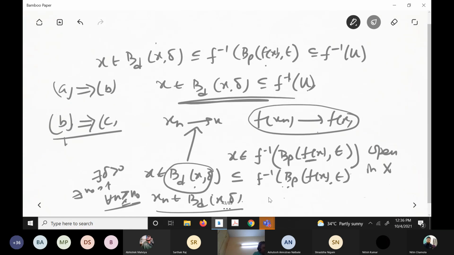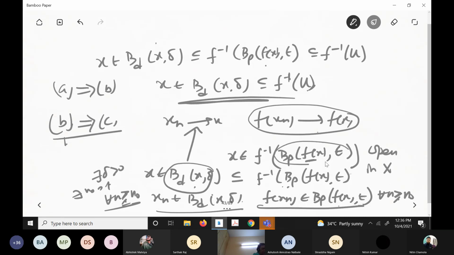If xn belongs here, then by the definition of preimage, f(xn) belongs to B_rho(f(x), epsilon). But that is true for all n greater than or equal to n naught. That is exactly what we needed to show, that it contains a tail of the sequence. I started with P, so you get P implies C.